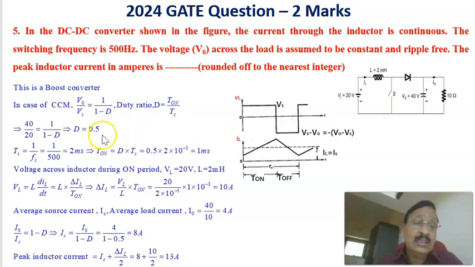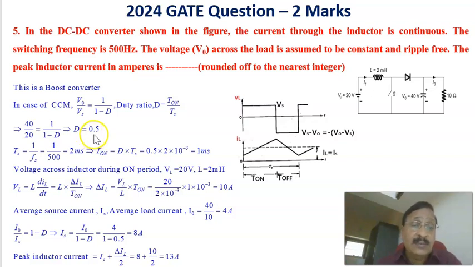Now, once you get 0.5 as the duty cycle, as you know, the switching frequency is equal to 500 hertz. Therefore, the switching time period can be calculated as Ts equal to 1 by Fs, or 1 by 500, that becomes 2 milliseconds. So the total switching time period is equal to 2 milliseconds, and the duty ratio here is given as 50%.